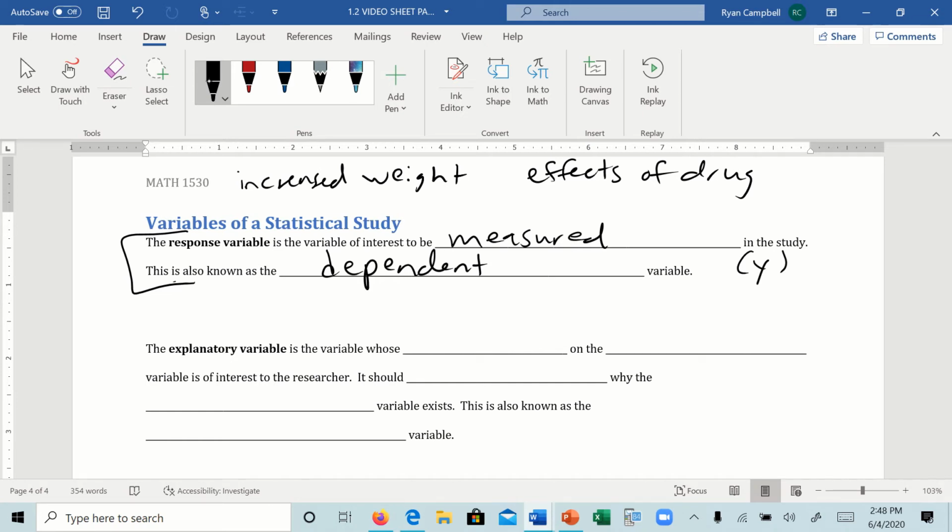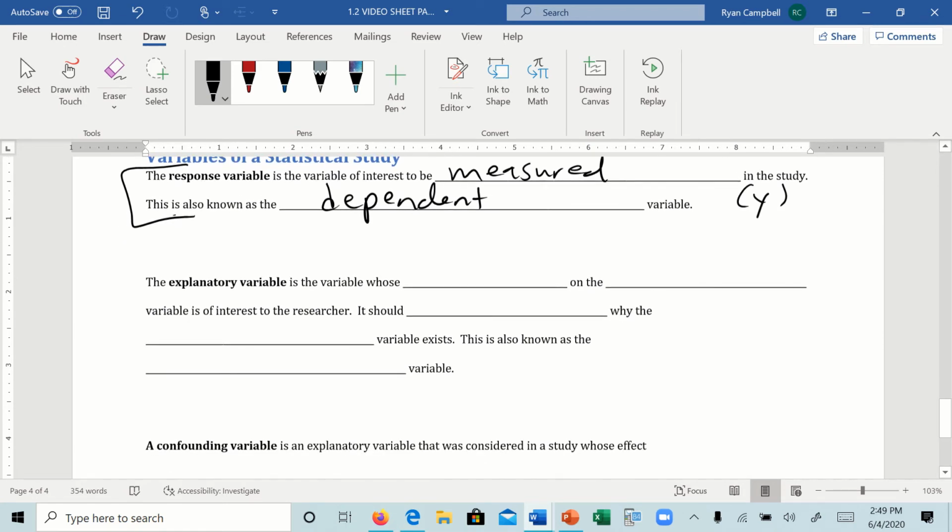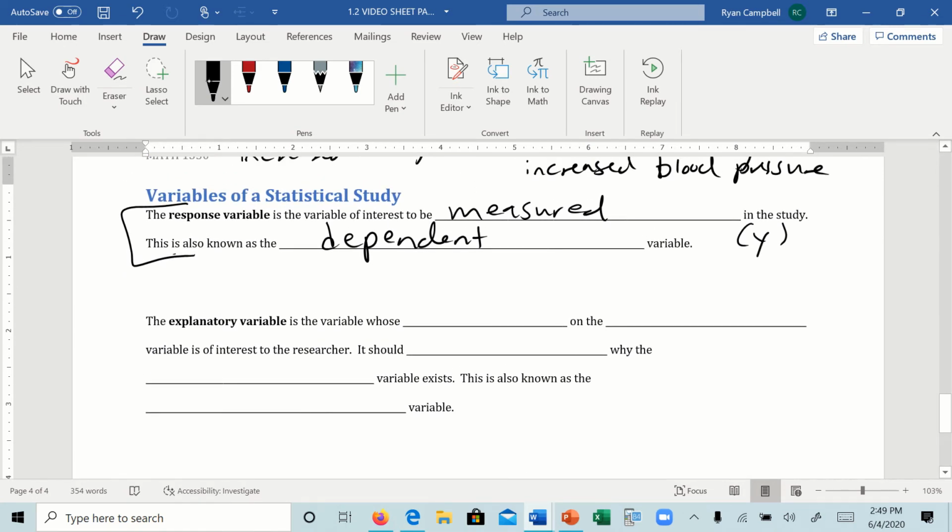It could be increased blood pressure. Any of those things, right? So the reason why we are doing the study is because of the response variable. We're trying to figure out why the response variable is happening. A lot of times, that's what we're trying to figure out. That's what we're measuring.